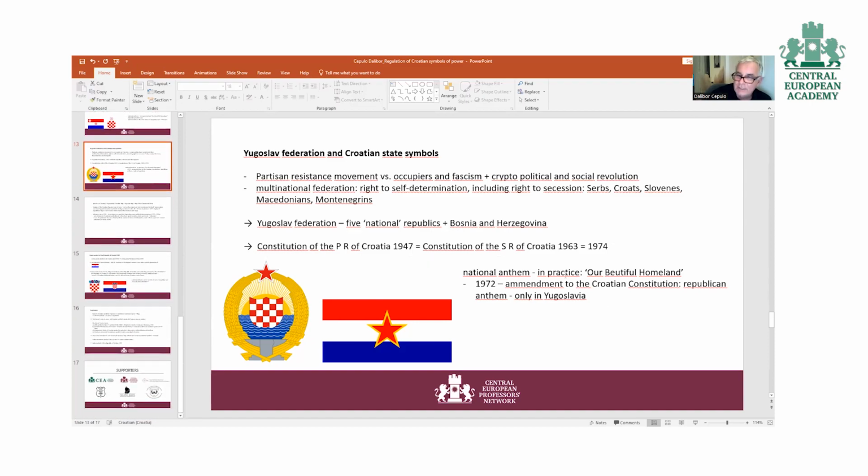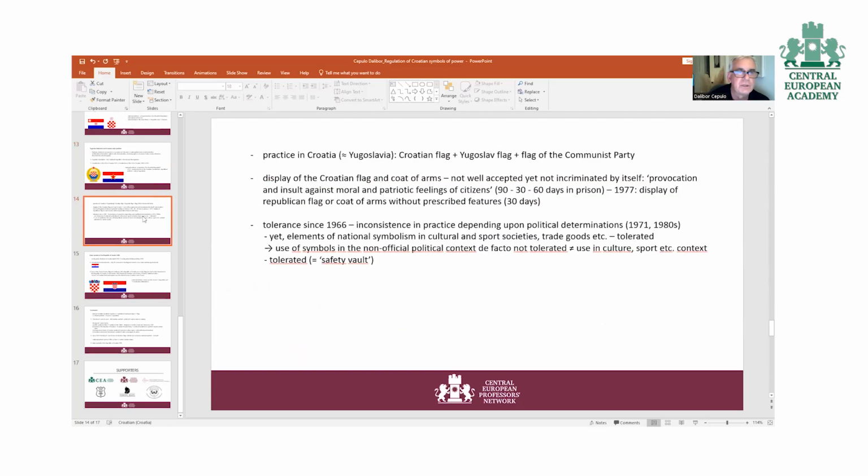The national anthem in Croatia, in practice, was also accepted, Our Beautiful Homeland. That in 1972 was proclaimed in an amendment to the Croatian Constitution as the Republican anthem. Croatia was the only republic in Yugoslavia that proclaimed its own national anthem. The practice in Croatia was not favorable to a part of it; in spite of not being banned, it was definitely not favorable to the waving of national symbols.